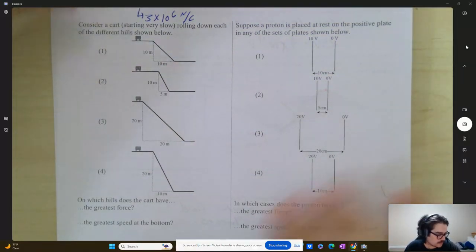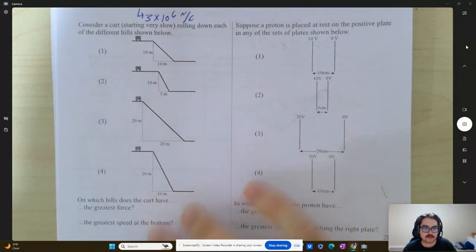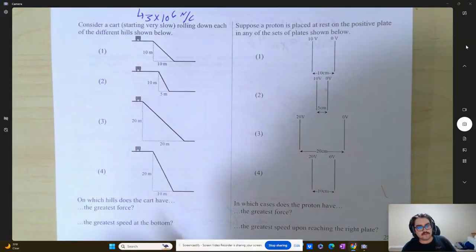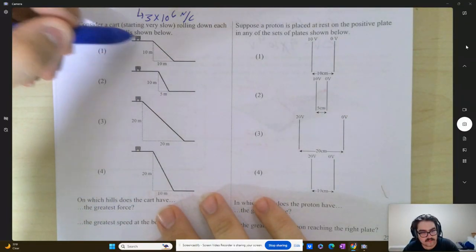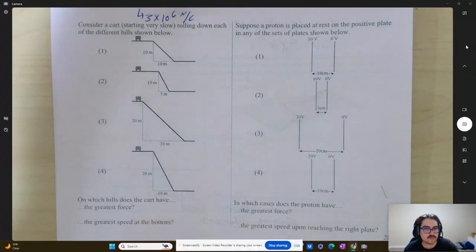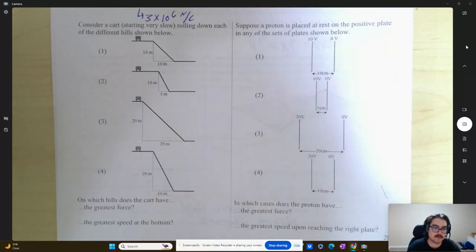You're going to look at this and think, wait a minute, this is mechanics, right? And yes, it is mechanics. You're not wrong about that. So first and foremost, I'm going to start with the carts on the hill. Consider these carts rolling down each of the different hills shown below. On which hills does the cart have the greatest force and the greatest speed at the bottom?